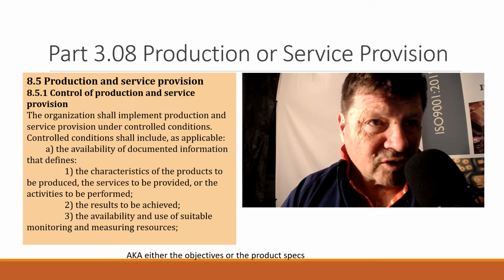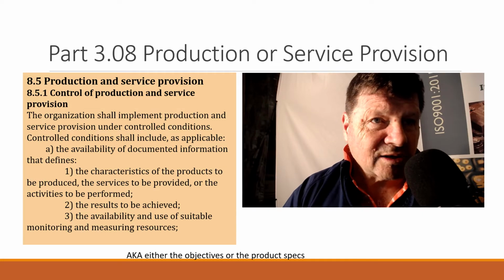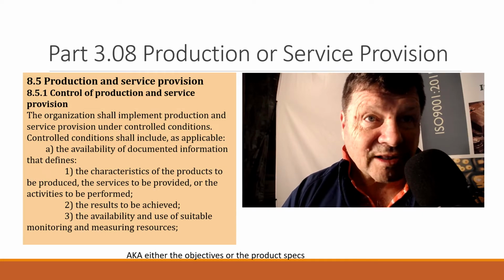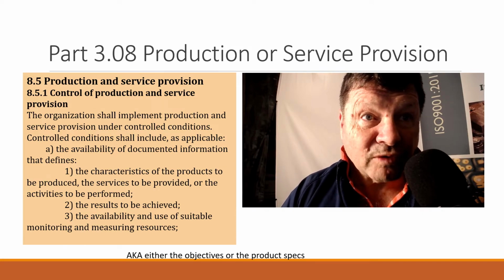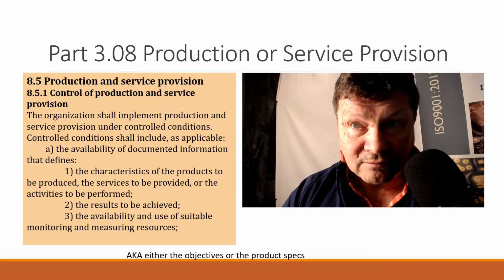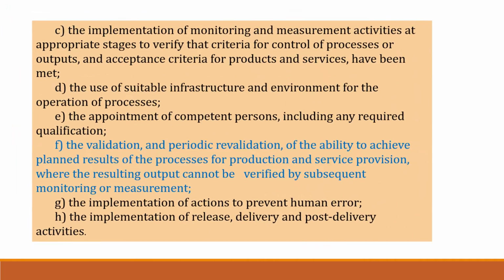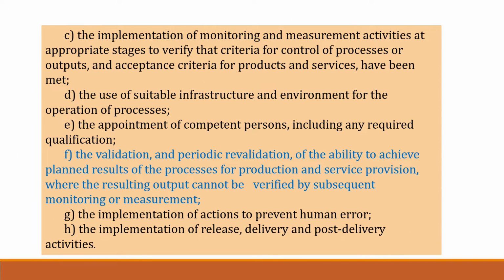Everything you need to know is basically up here in this first line. It says, the organization shall implement production and service provision under controlled conditions. There are about 9 different parts on this. This is the second half of it. The part F down here I have highlighted is kind of interesting, and we'll talk more about this later, but the rest of it, for the most part, is the kind of thing we just talked about, which is we've defined all these things up front, and now we actually have to implement.